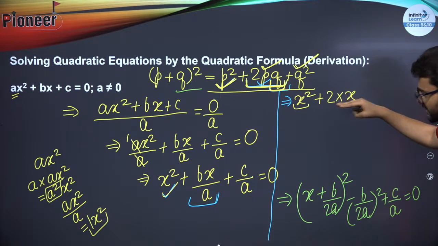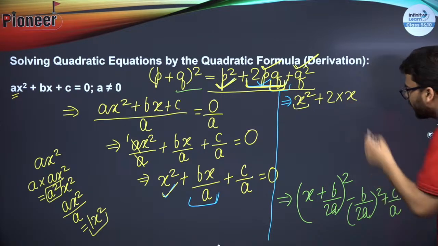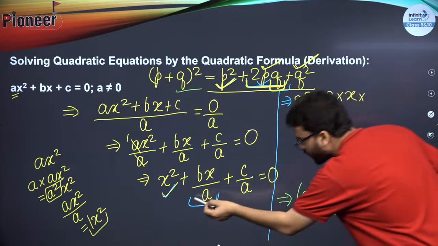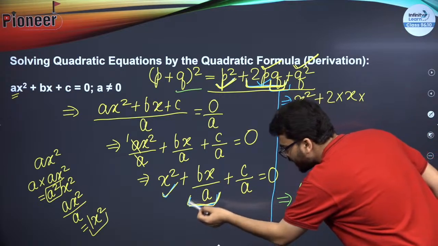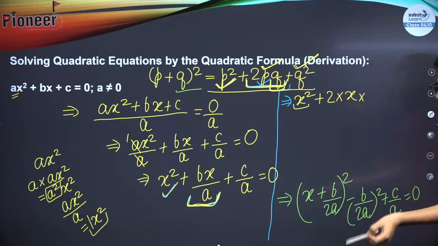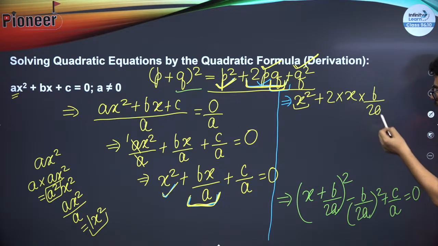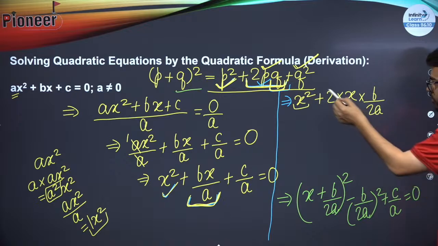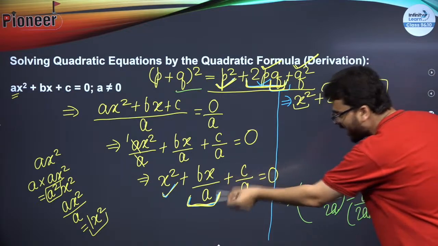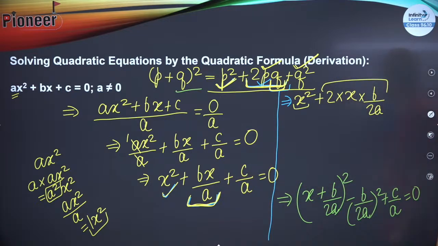Now if I have written something like this, what will be left over here? This value you cannot change, na? You see, bx upon a you cannot change. So if you have written 2 over here, you have to write b upon 2a or not? Tell me. Because then only this whole thing will be equal to bx upon a. You got that logic or not? Sushma, Nikleshwar, Bimla, you got it?